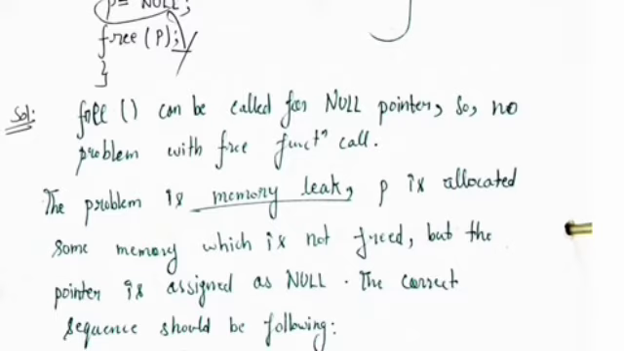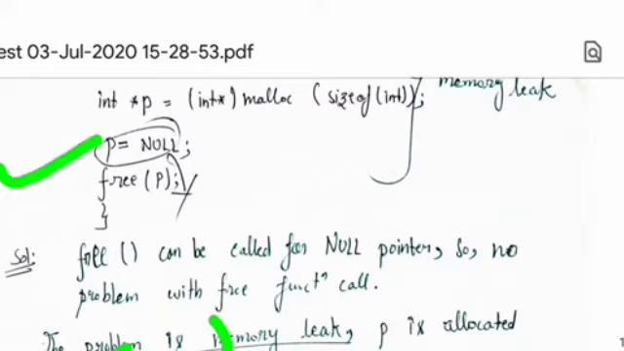The correct sequence should be as follows: first we free the pointer, then assign NULL, and then we do not face the memory leakage problem. But here the order is opposite, so we get the memory leakage problem. So the output of this program is a memory leakage problem.